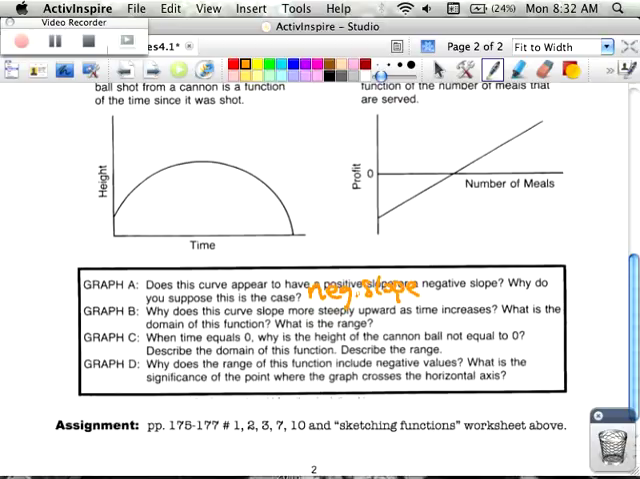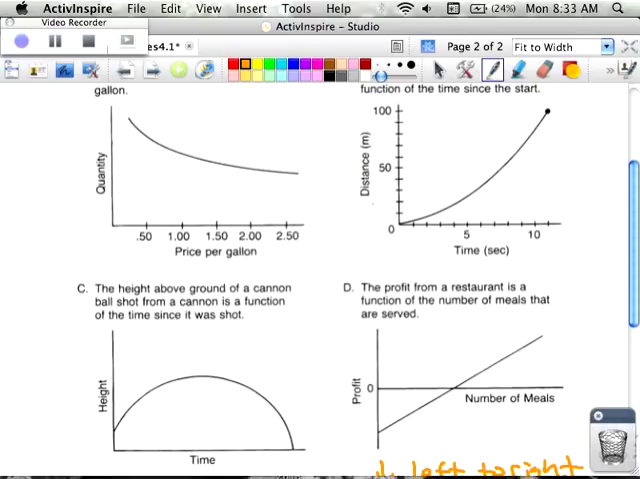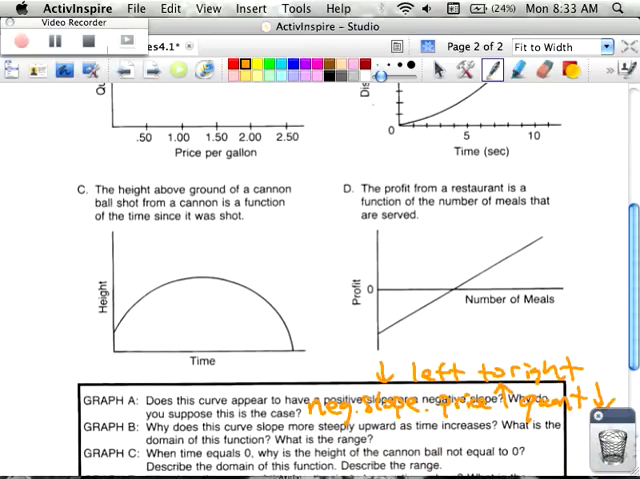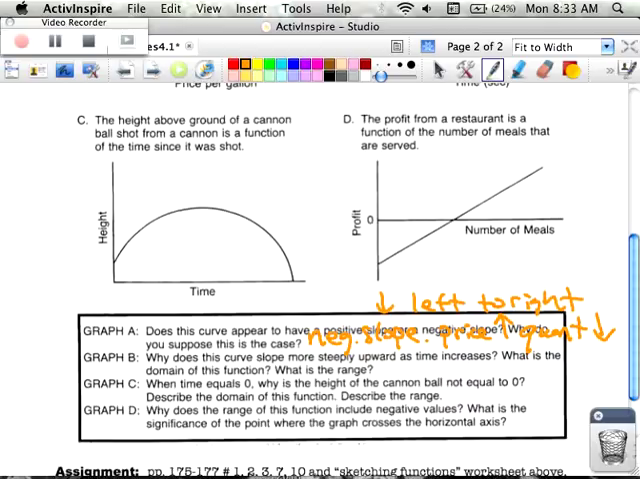Because as the price goes up, the quantity goes down. You can also tell by the curve, or it goes down from left to right. And that's how you can see visually that it's a negative slope. We're talking about price and quantity of gas. So in A, negative slope, because as your price goes up, the amount goes down.